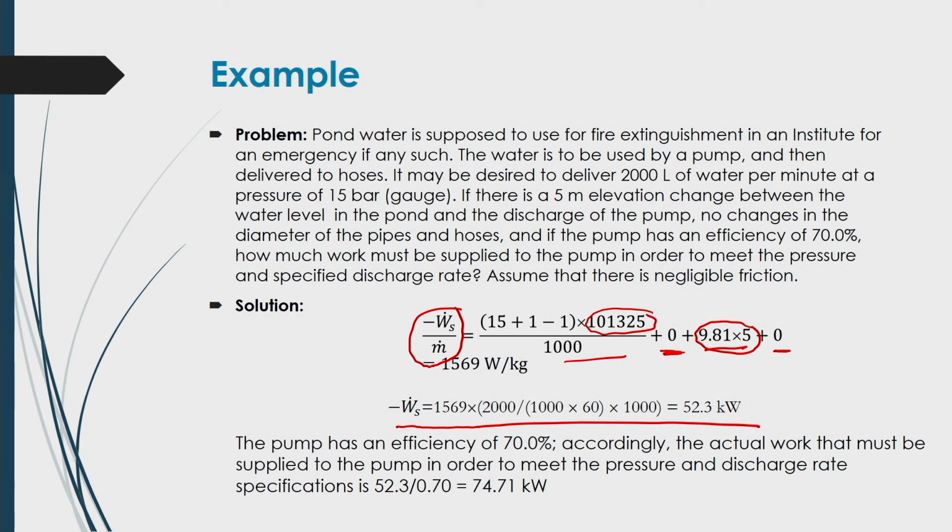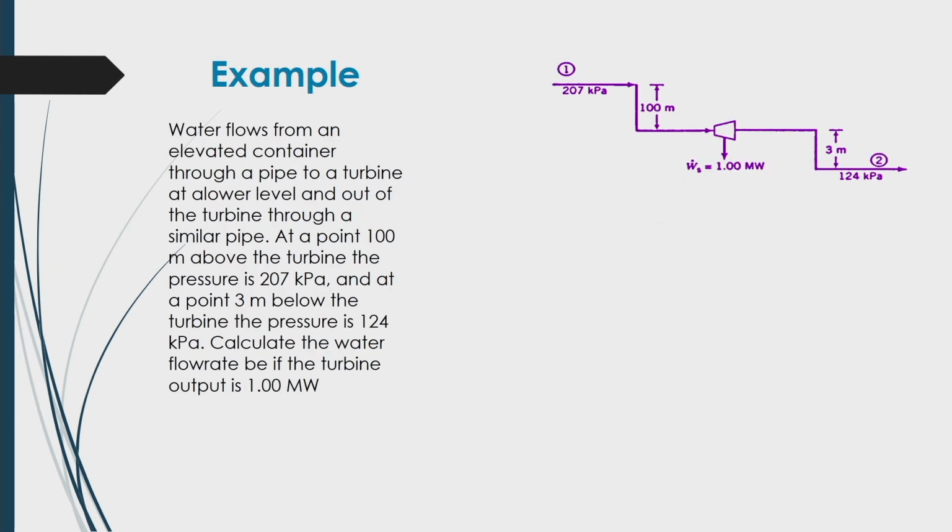Now the pump has an efficiency of 70%. Accordingly, the actual work that must be supplied to the pump in order to meet the pressure and discharge rate specification, you have to divide this 52.3 by its efficiency factor, that is 0.70, then finally you can get the actual work to be done, 74.71 kilowatt. So, in this way you can calculate.